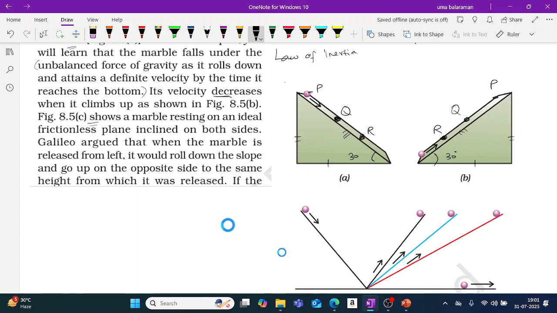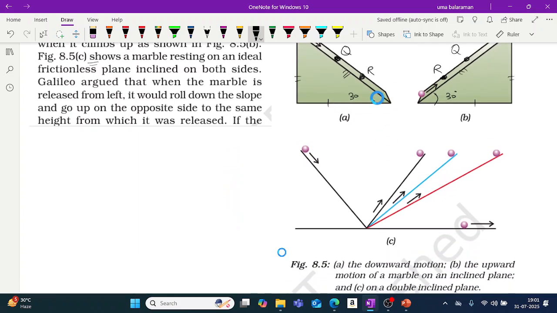8.5C, look at this picture. Instead of taking two identical inclined planes, he now started experimenting with non-identical inclined planes.